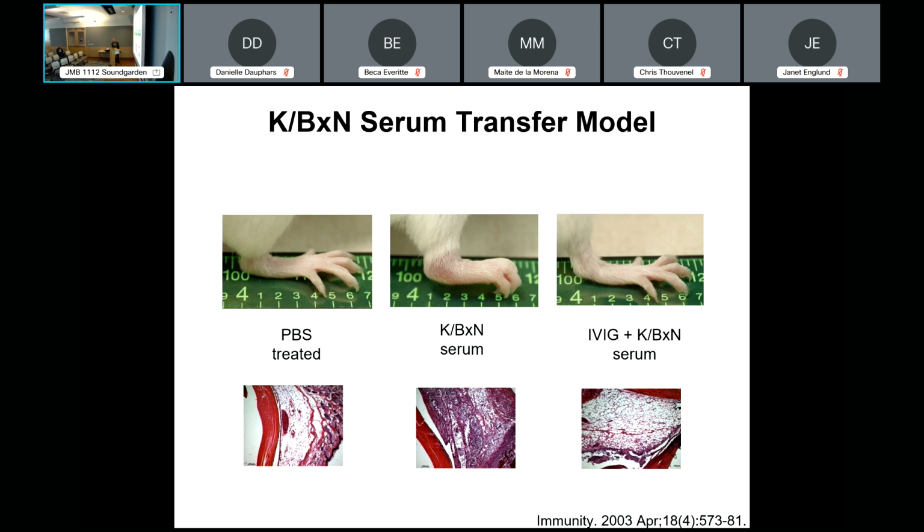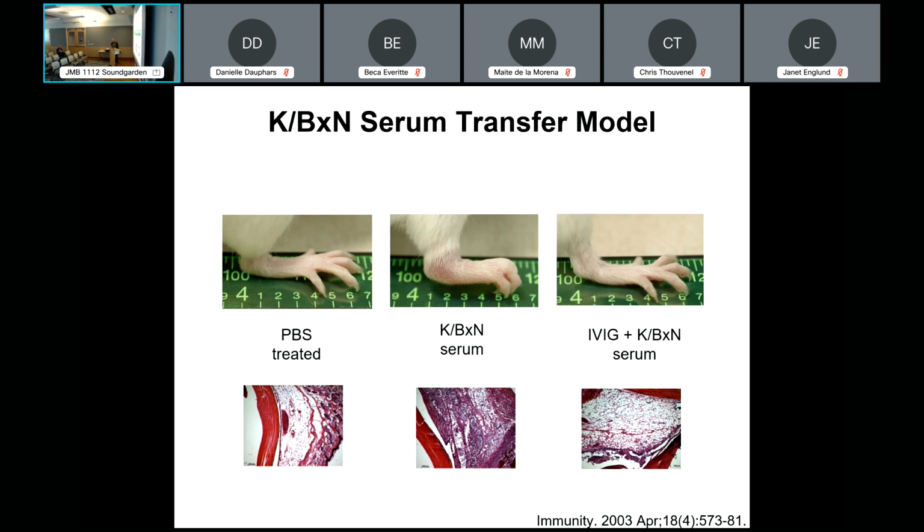And they essentially made this KRN TCR transgenic line and crossed it to a NOD line. And that's where the nomenclature of this progeny comes out. It's this K/BxN strain. They developed spontaneous inflammation of the paws that's caused by autoantibodies. And you can transfer that to almost any recipient strain with some very notable exceptions.